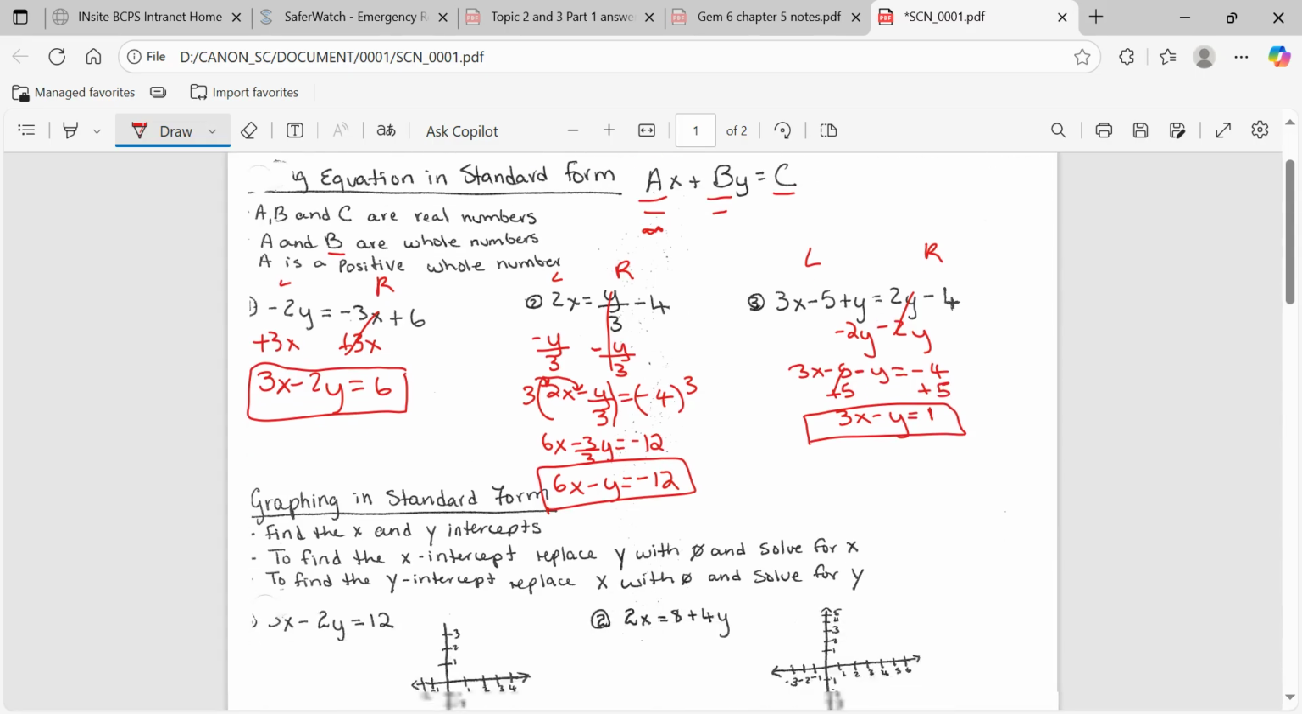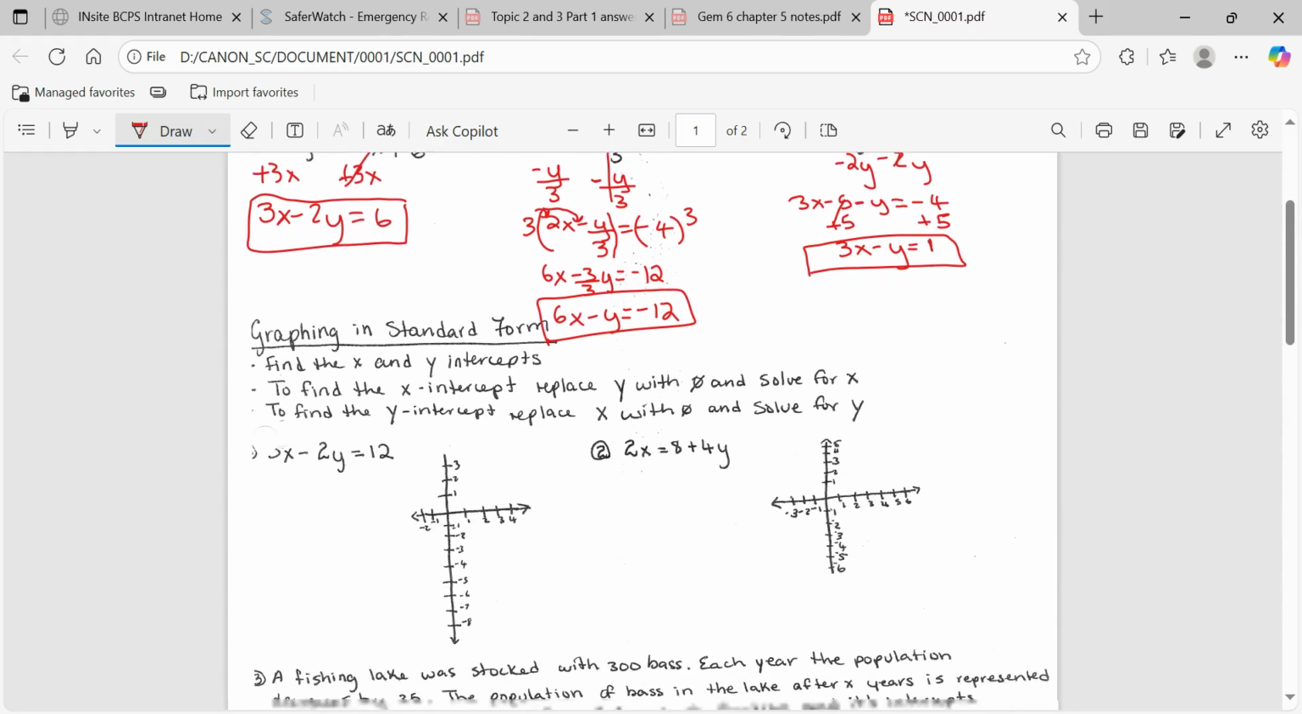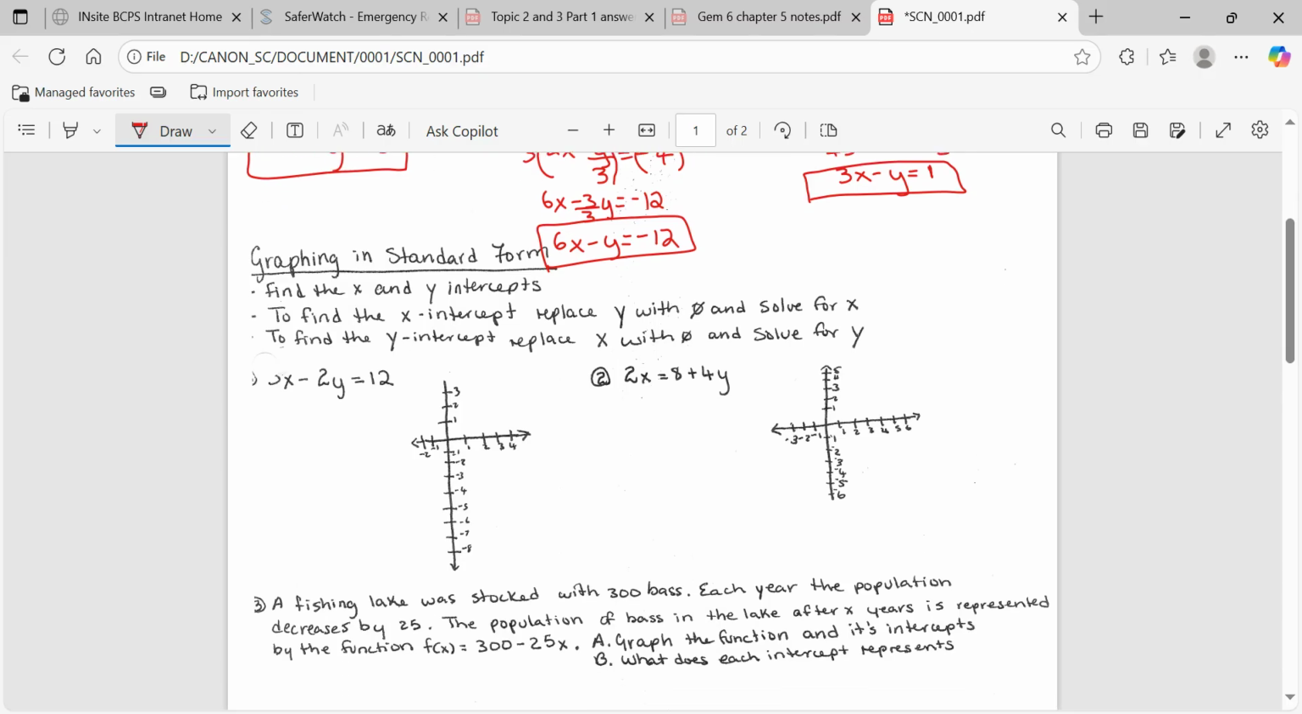If I want to graph in standard form, I am going to have to graph using the intercepts. So I could find the x and y intercepts. Let's see. This is a 3. I'm going to find the x and the y intercept.